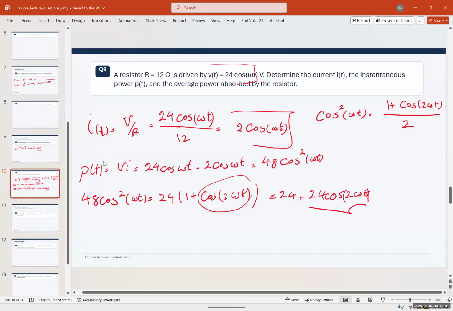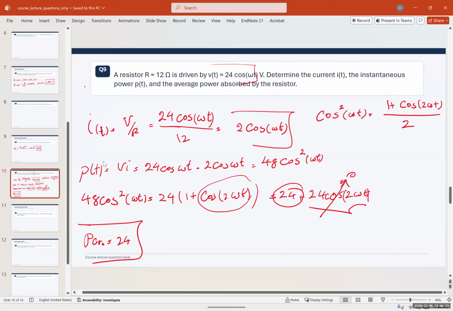What is the average of a cosine or sine? It's always 0, because the cosine oscillates and its average is 0. So we're left with 24. P average is going to be equal to 24. By the way, this is the average over a cycle. When we say average, it's going to be the average over a cycle, because as it goes to infinity, you're going to have that same value.